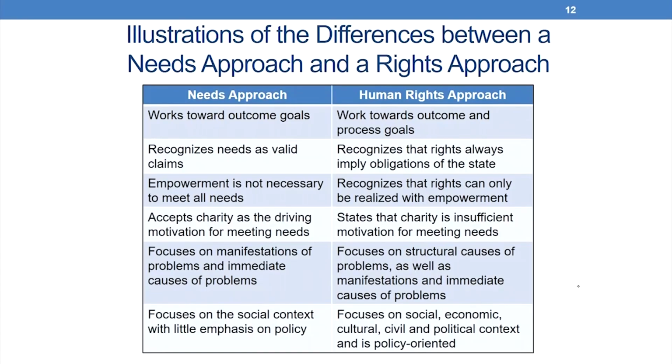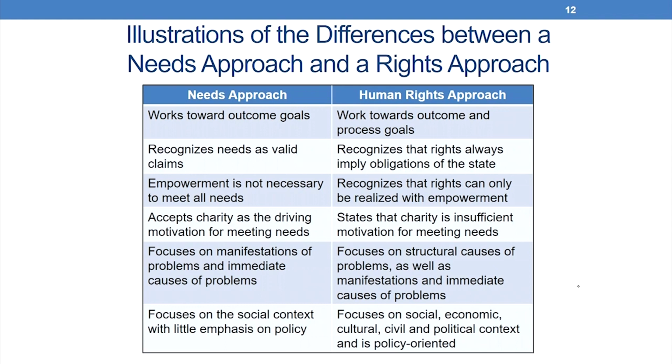However, when we are following the human rights approach, we are trying to bring in the perspective that the right of an individual to have access to income has to have some implication, has to have some linkage with the obligation of the state. It is the obligation of the state to ensure that employment is provided. It is the obligation of the state to ensure that the required minimum wages go to the people that are working. So, needs approach recognizes needs as valid claims, whereas human rights approach recognizes rights always imply obligations of the state.